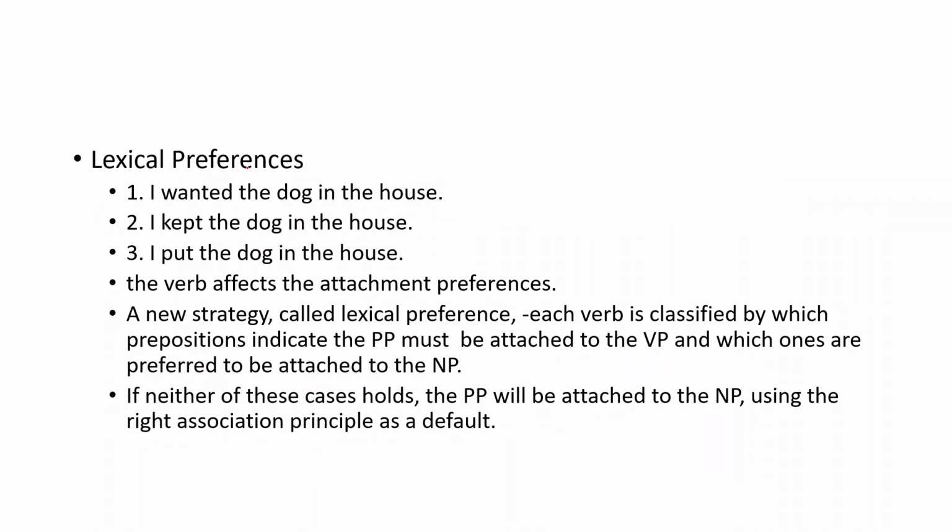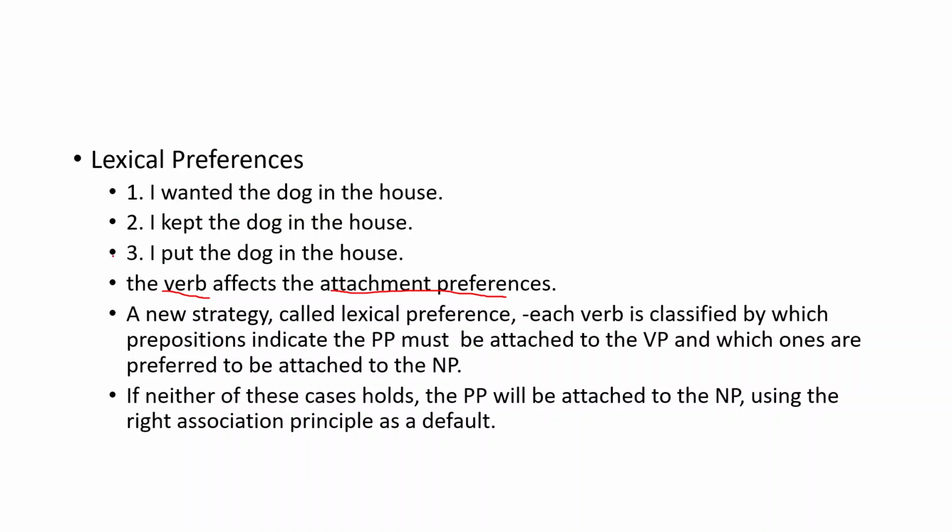Then another way of disambiguation is based on lexical preferences. By lexical preferences, we mean that the verb which we use can actually affect the way we make attachments. Take the sentence, I wanted the dog in the house. Here again there is an ambiguity. I wanted the dog, and where do you want the dog to be kept? In the house. Or I can say I wanted the dog in the house, that is, I went to a place, saw a dog, and wanted that dog in the house. That is another interpretation. So here we have an ambiguity.